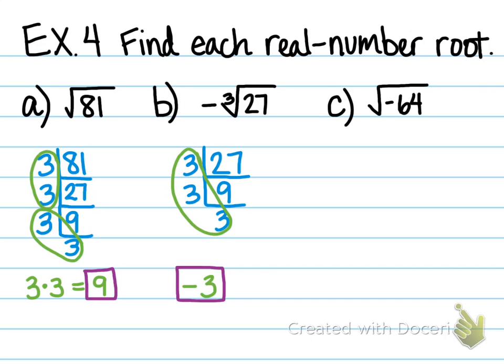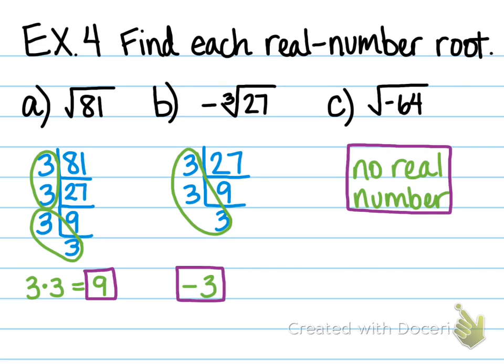Okay, so let's try the square root of negative 64. Remember, when it's an even root, if it's a 2, a 4, a 6, or an 8, we cannot take an even root of a negative number. It's not a real number. So you're just going to say no real number, and you're done.